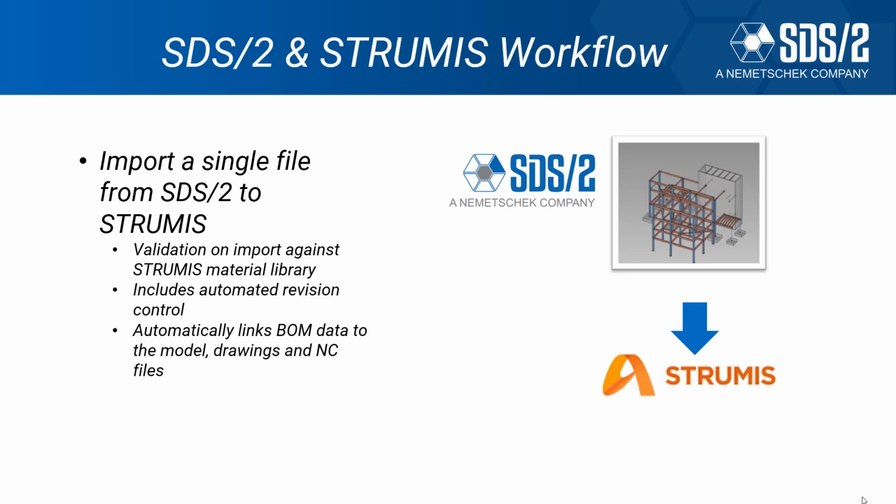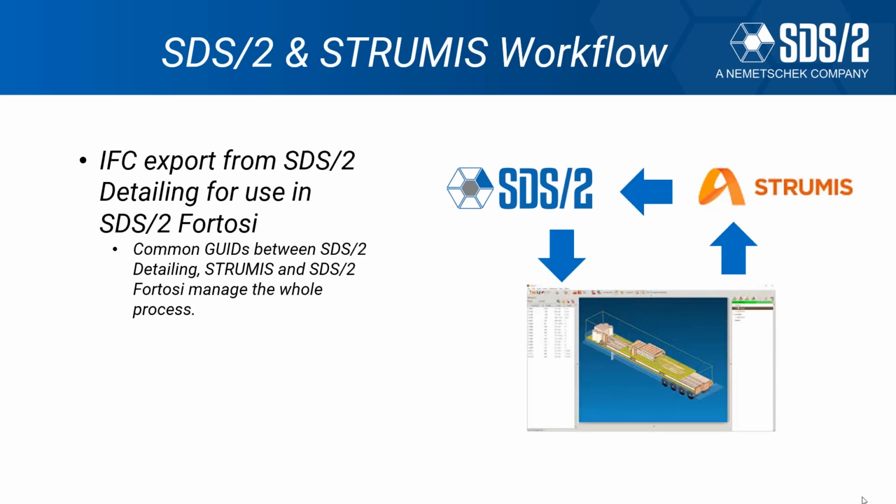Upon import, you're going to have the validation against the STRUMIS material library, and that will include automated revision control. It will also automatically link the bill of material data to the model, drawings, and NC files. While we're at it, you'll also see an IFC export from SDS2 detailing for use in SDS2 Fortosi. Because we've linked up the common GUIDs between SDS2 detailing, STRUMIS, and Fortosi, it'll manage the whole process a lot more seamlessly, and you'll be able to see your loads in both STRUMIS and in SDS2 detailing, all managed by SDS2 Fortosi.